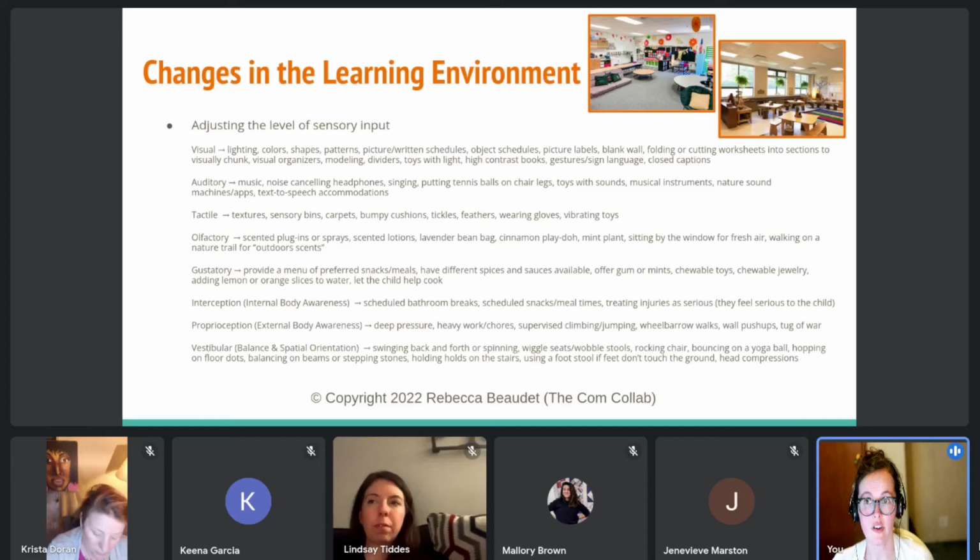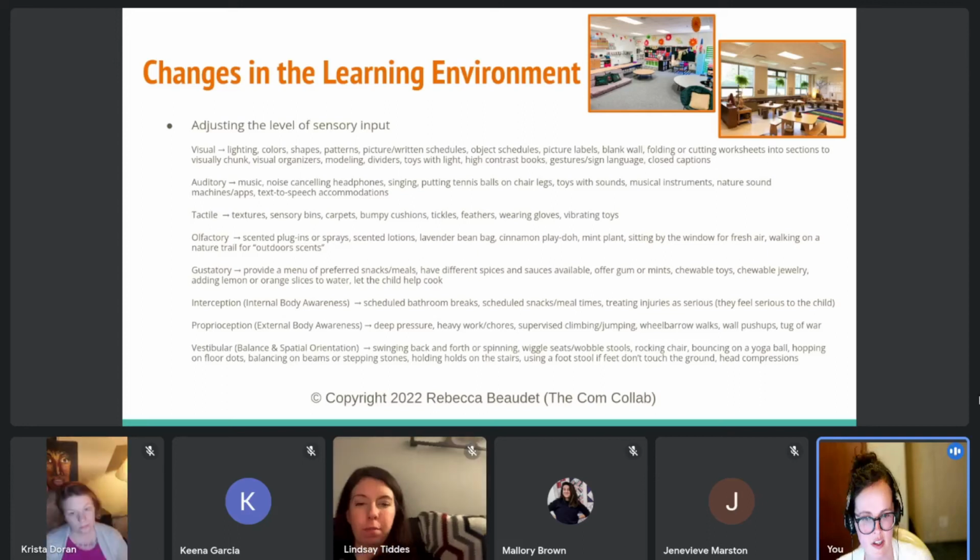All right, for tactile, having different textures within the room, sensory bins, carpets, bumpy cushions, using tickles, feathers. I had one student that didn't like to touch different art projects and sensory projects, but he liked to do them. So offering that someone wear gloves so they can still participate in the activity, but not have to have different textures on their hands.